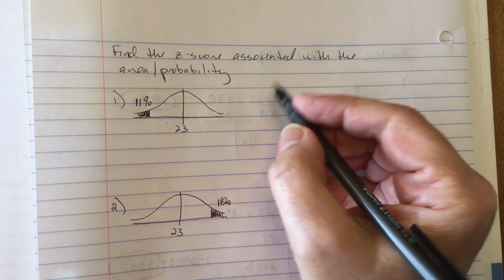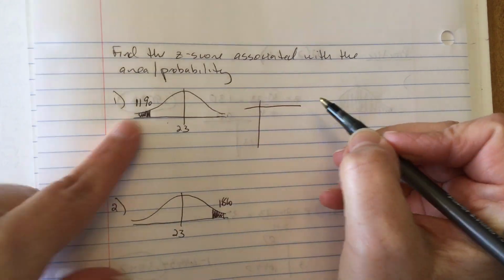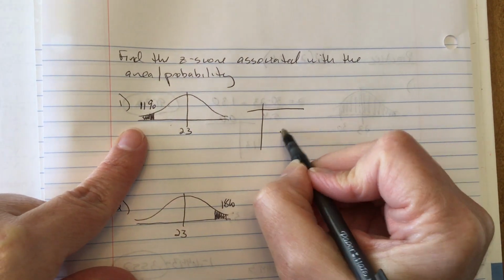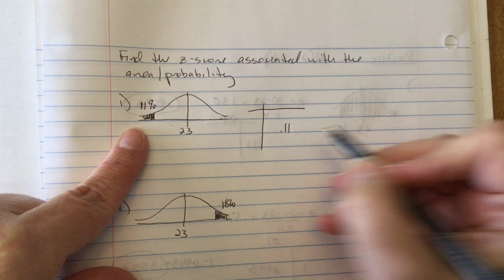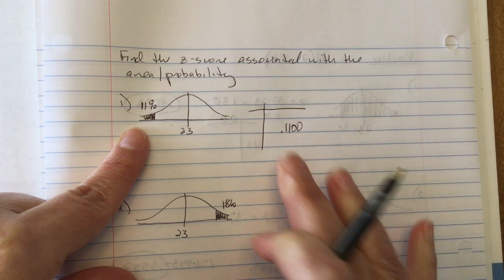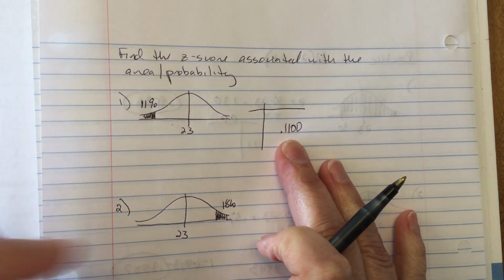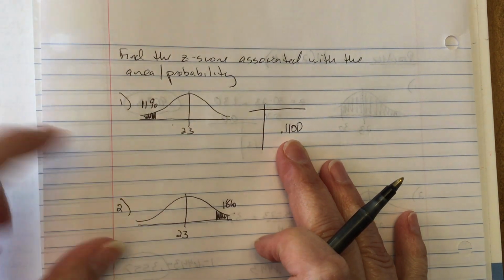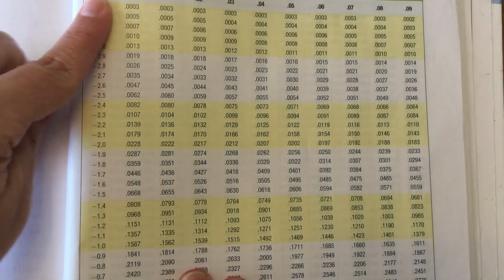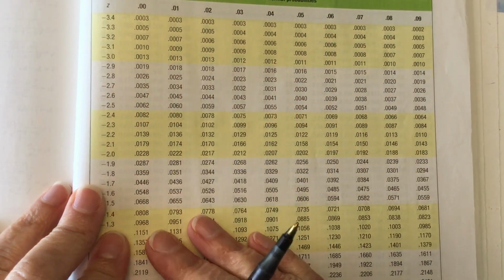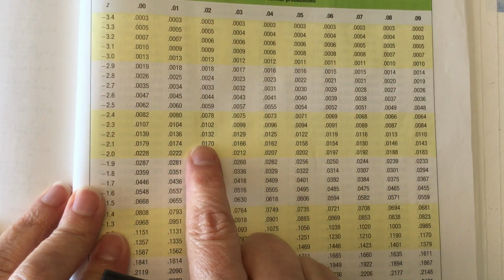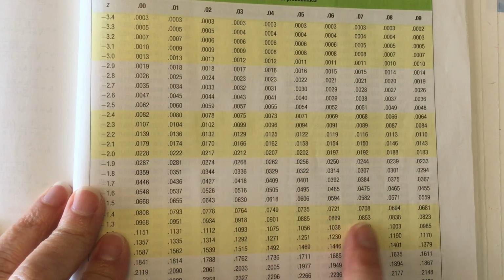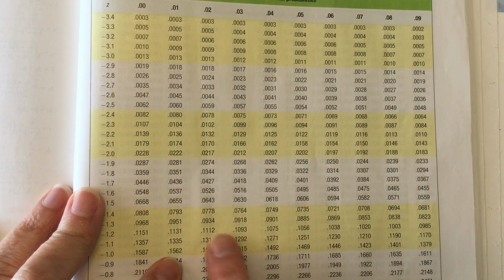Okay, all right, so for this one, all I got to do is look in the guts of the table for 11%. So I'm looking for 0.11. I always add the 2 zeros just because I know the guts of the table has 4 digits in the areas. And I know my z-score is going to be negative since it's on the left. So I'm going to go to my negative z-scores. So let's look for 0.11.